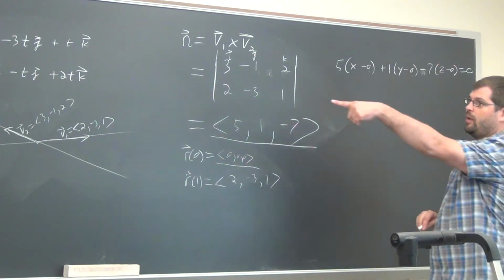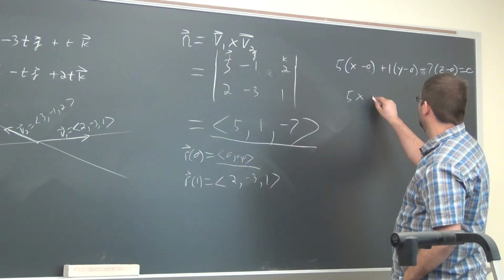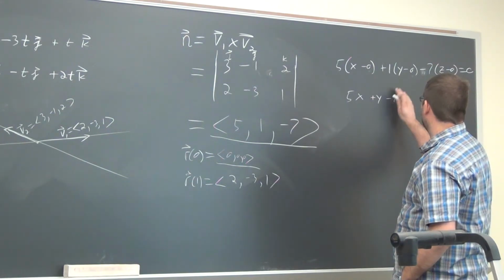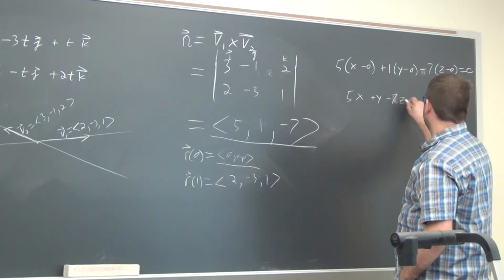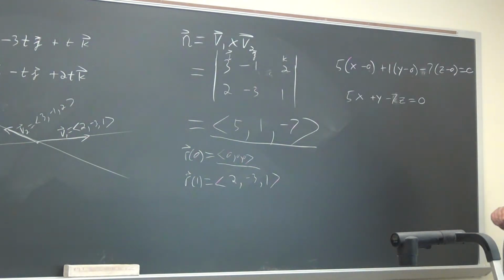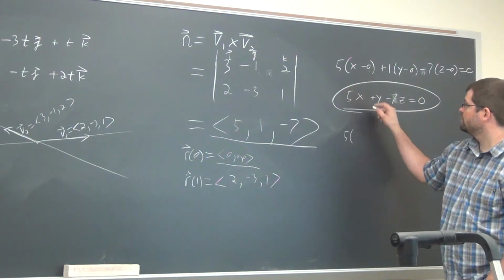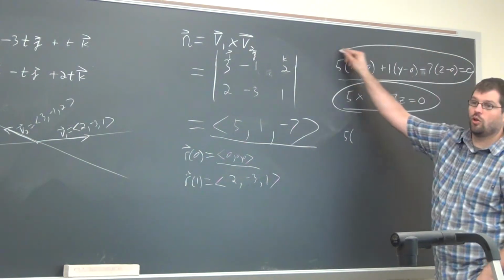And so maybe even here, again, what is this? This is 5x plus y minus 7z equals 0, right? Notice that if instead you use that, so this is the answer. Either one of these would be fine. You don't have to do more work than this.